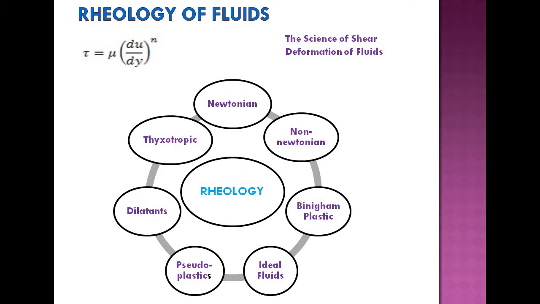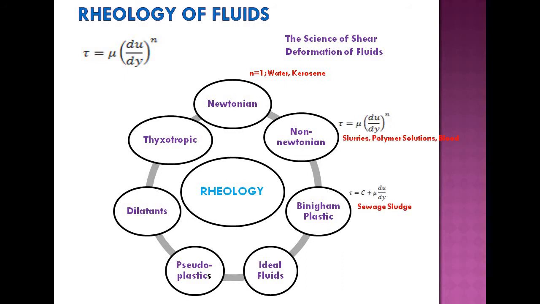Newtonian, as we have already seen, the best examples are kerosene and water, n equal to 1. That is a linear variation between shear stress tau and du by dy. Okay. Next one is non-Newtonian. Any fluid that does not obey Newton's law of viscosity is non-Newtonian. That means n is taking a value other than 1. Examples: slurries, polymer solutions, blood, etc.